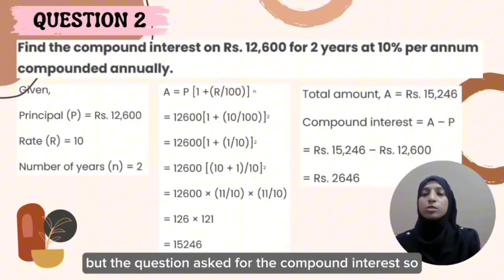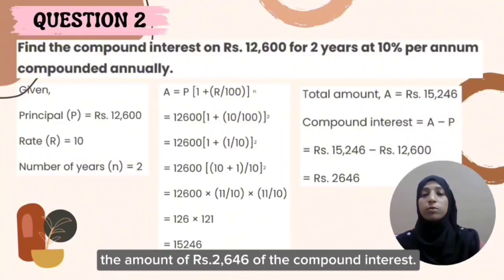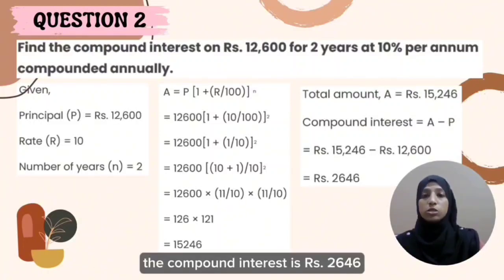But the question asks us to find the compound interest. So we need to subtract the principal, which is 12,600, from the total amount, which is 15,246 rupees. So the compound interest is 2,646 rupees.